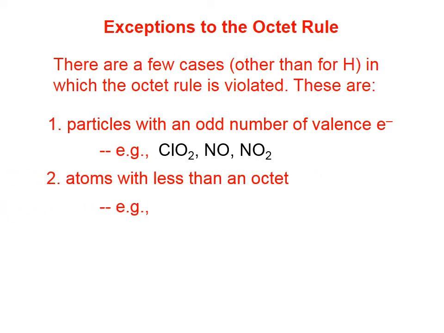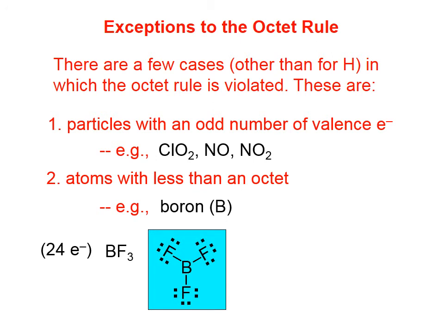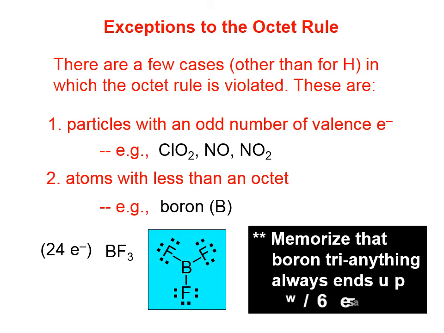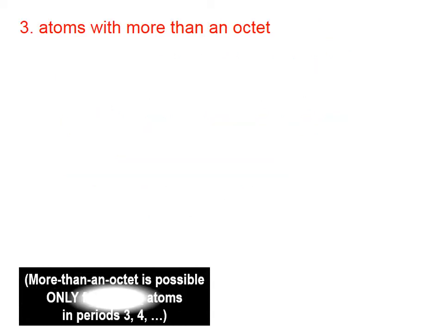Another exception to the octet rule is for something like boron. Boron trihalides end up with only 6 electrons around boron. In general, I think it's a good idea to memorize that boron anything, trichloride, trifluoride, tribromide, always ends up with 6 electrons around boron. And thirdly, some atoms get more than an octet.